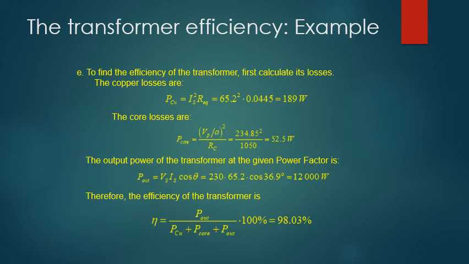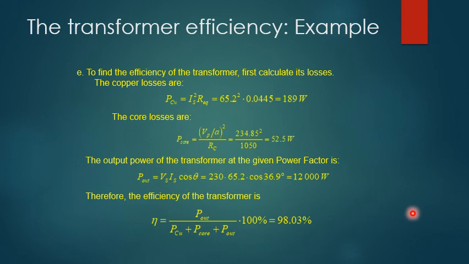The last part of the example required us to calculate the efficiency of the transformer for the three stated cases of power factor. For that, we need to calculate the losses, and the copper losses are I squared R losses. So we can calculate it as Is squared multiplied by R equivalent, and it comes out to be 189 watts. The core losses are the voltage across the primary squared divided by Rc. So it comes out to be 234.85 squared divided by 1050, and it is 52.5 watts.